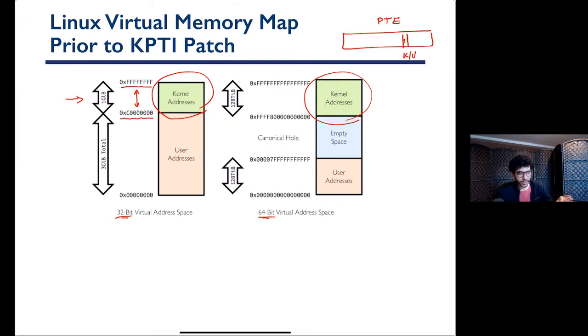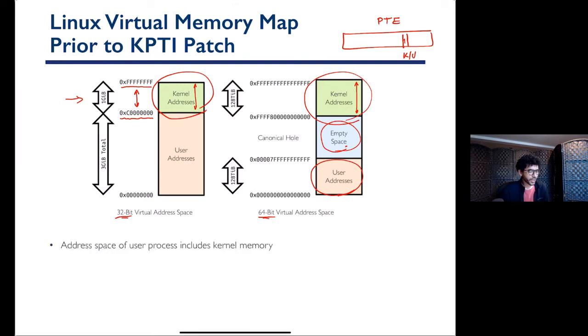In 64-bit, 128 terabytes are given to the user, and then you have this empty space that we talked about, which nobody can use, and then 128 terabytes are used by the kernel. Now, you might ask, why are we mapping kernel virtual space to every process in our system?